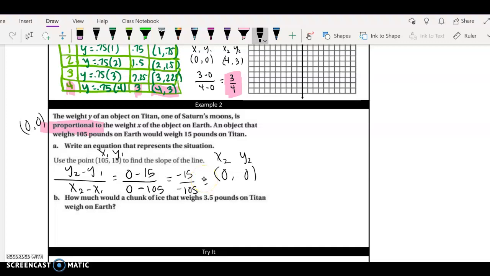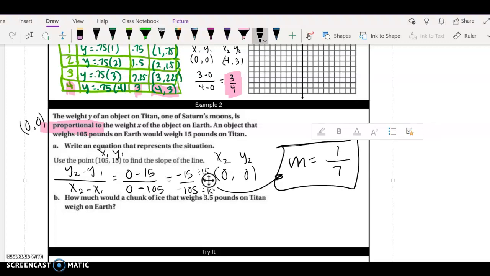And this simplifies to, I'm going to do this over here, m equals a positive, because a negative divided by a negative is positive. And then we can divide by 15 to simplify this fraction, and we get 1 over 7. So this is the slope of our line. So our equation then would be y equals 1 over 7 x.